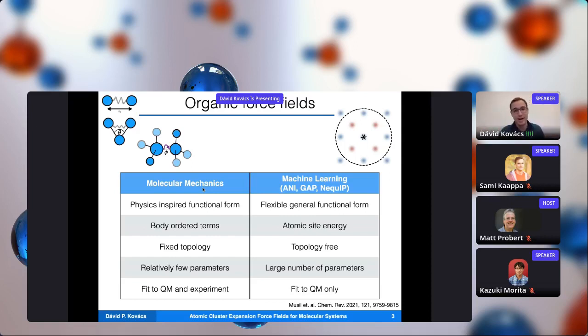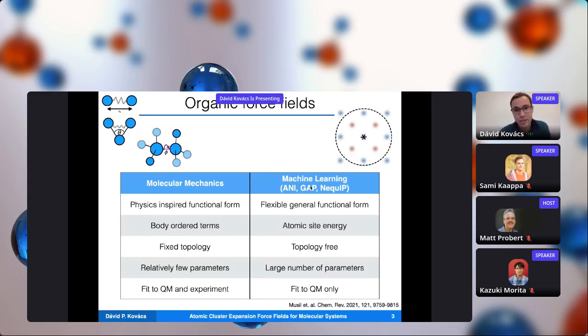There is molecular mechanics, and there is the machine learning world. The molecular mechanics really builds on physics-inspired functional forms, which is one short-range part, usually made up of bonded terms, parameterized using harmonic springs, and then there are the angle terms, and there are dihedral torsional rotation terms. And they each have one or a few parameters.